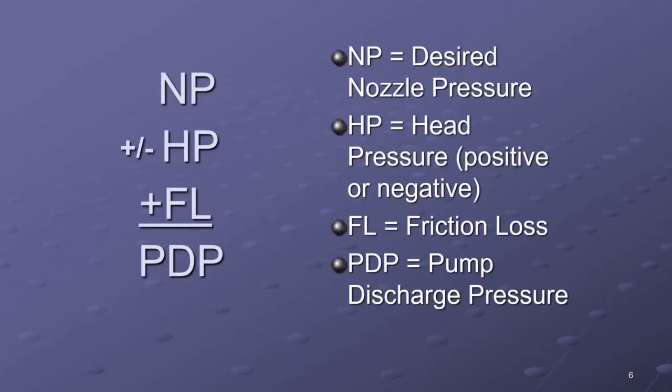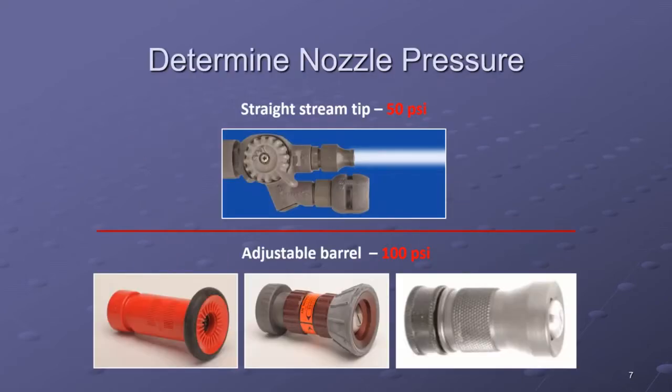So the hydraulics formula, simplified version. I have nozzle pressure plus or minus head pressure plus friction loss. That equals my pump discharge pressure. So what is nozzle pressure? Well, for the sake of the equation, nozzle pressure is either 50 or 100. 50 for tips, 100 for barrel nozzles.